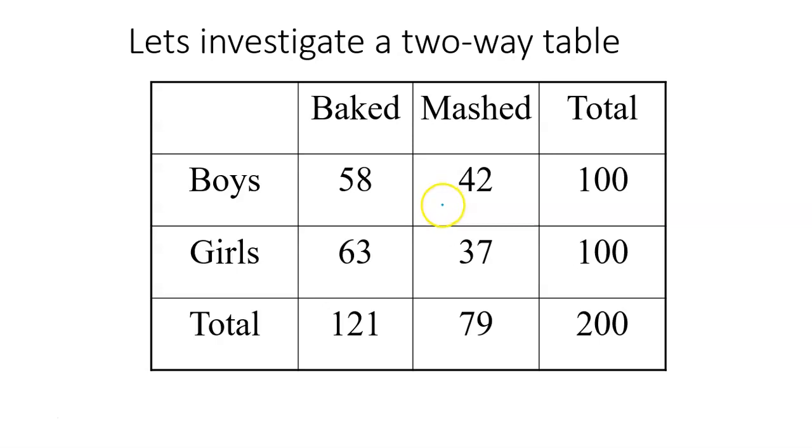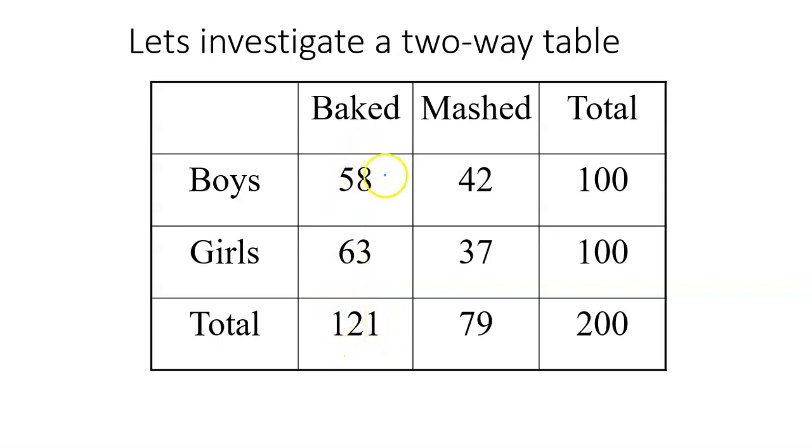A couple things about this chart. All of the rows and columns should add to the total on the ends. Of all the people that we surveyed, there were 58 that were both boys and like baked potatoes. There were 63 that were girls and like baked potatoes. And the total of those people who preferred baked potatoes was 121. So 58 plus 63 does equal 121.